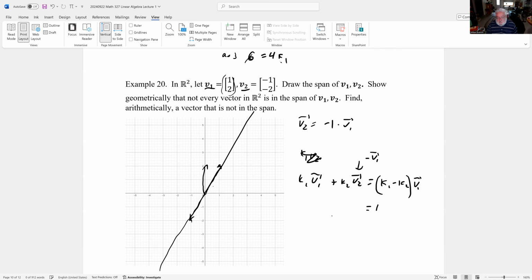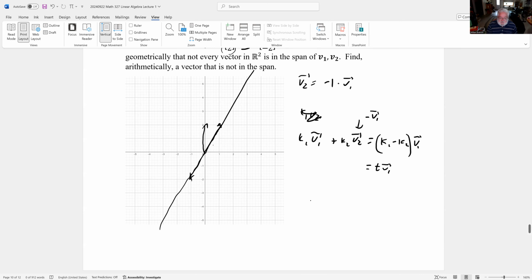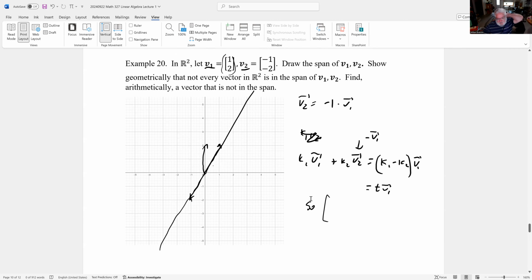So any vector that is not a multiple of 1, 2 is not in the span. So pick a vector where the ratio of the x-coordinate to the y-coordinate is not 1 to 2. So if we take, say, 7, 7, that's not in the span of this. Question mark over that.